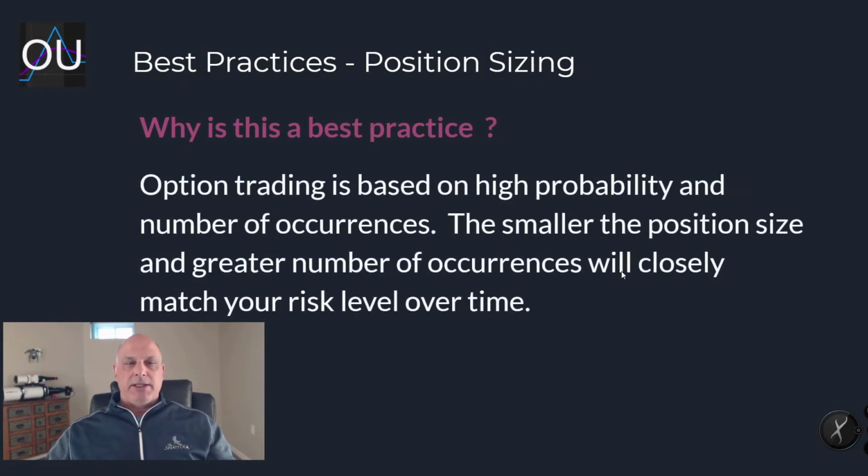So what is the best practice? Option trading is based on high probability and number of occurrences, right? So the smaller the position size and the greater number of occurrences will closely match your risk level over time. So if you have a high risk tolerance, then your position size can be bigger.